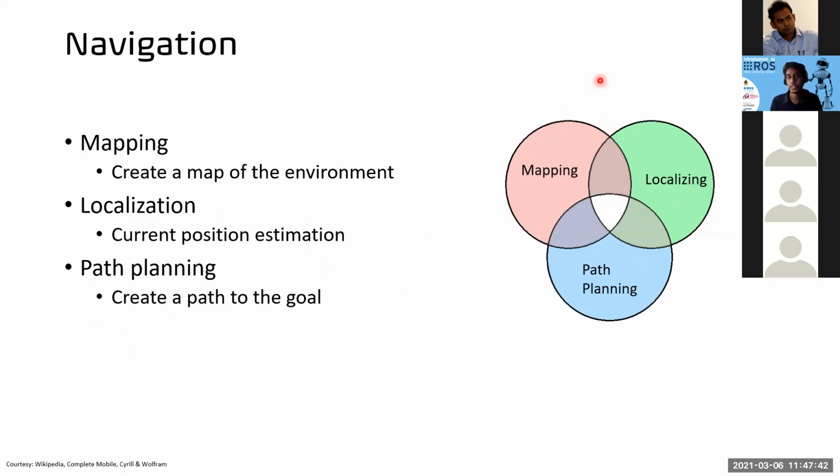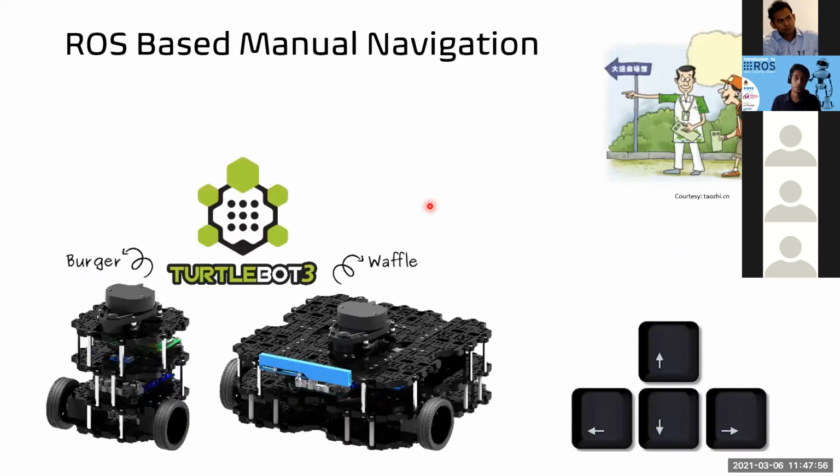There were some questions about SLAM in this slide. So SLAM will be here. You will be doing the mapping as well as localizing, both at the same time. In our example, we'll be doing here and we'll be using Google Maps. So ROS-based manual navigation: if you are doing manual navigation, how can you do that in ROS? It is like taking commands and just following. So how can you give the commands?